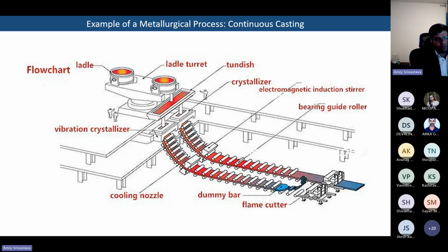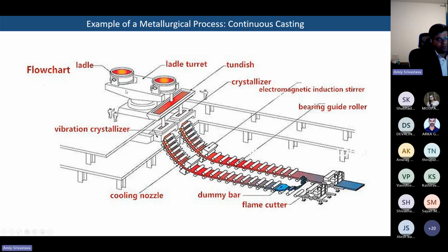For adding the alloying elements, we have to take our liquid steel from the primary steelmaking section to the secondary steelmaking section. In secondary steelmaking, we add alloys, increase the temperature, and maintain the temperature, and whatever we get is called secondary steel. That secondary steel is collected in a ladle. A ladle is kind of a bucket, and that ladle comes to the continuous caster.